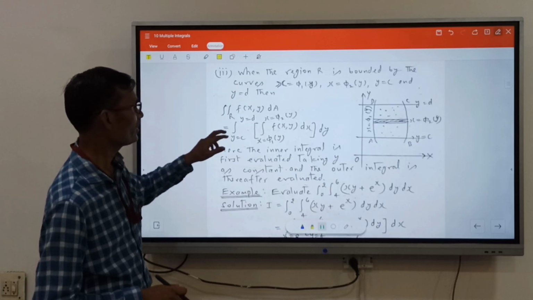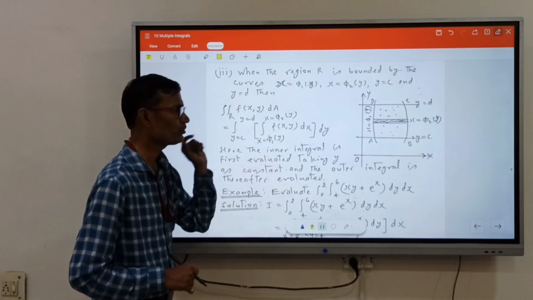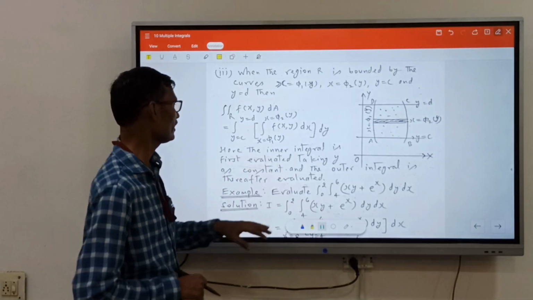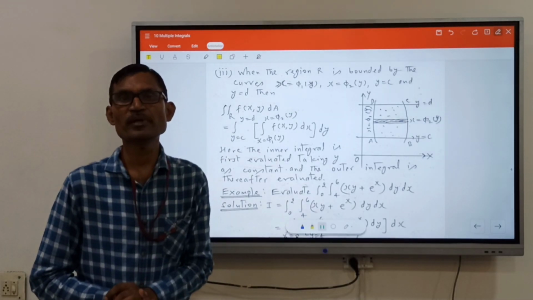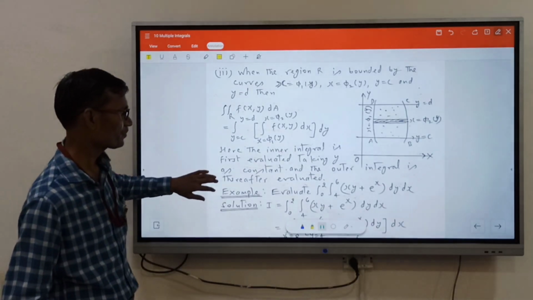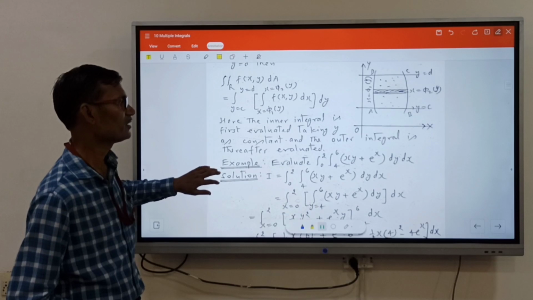Again the same thing here. While evaluating the internal integral with respect to x, we have to choose y as a constant, and in the latter step we will integrate with respect to y, taking x as a constant. So this is the procedure to evaluate the double integral.